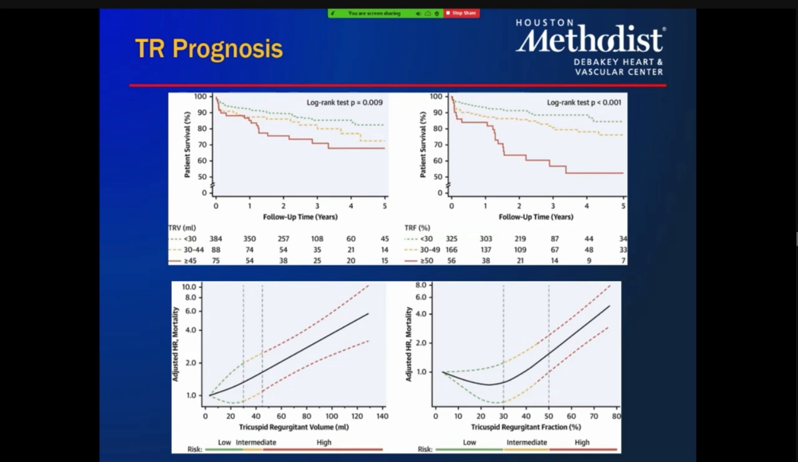Okay. And this is just showing more of the different data. Shown above are the Kaplan-Meier survival curves, showing mild, moderate, severe using his classifications and associated survival, mortality. And then shown here is the hazard ratio for mortality, the spline curves, showing that as regurgitation volume increased, so did the adjusted hazard ratio for mortality. Same with the tricuspid regurgitation fraction as well.